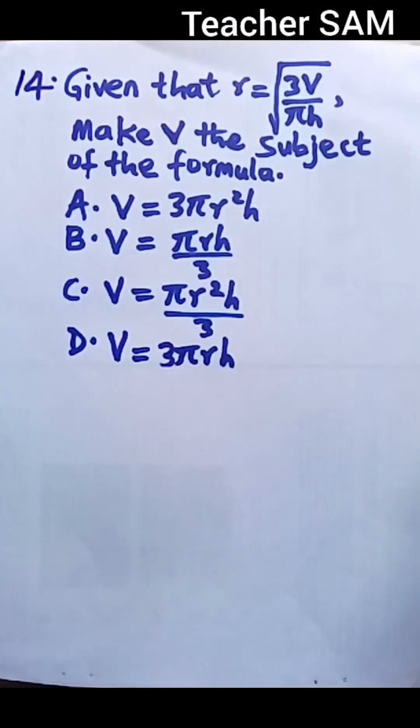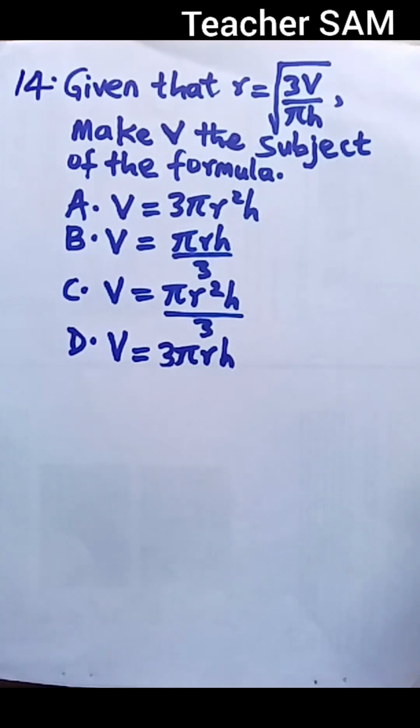Okay, we have another question before us. Given that r is equal to the square root of 3v all over pi h, make v the subject of the formula. We have option A, v is equal to 3 pi r squared times h. Option B, v is equal to pi r h divided by 3. Option C, v is equal to pi r squared h divided by 3. And option D, v is equal to 3 pi r h.